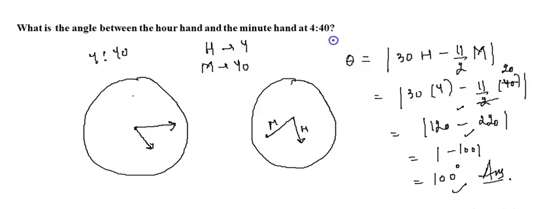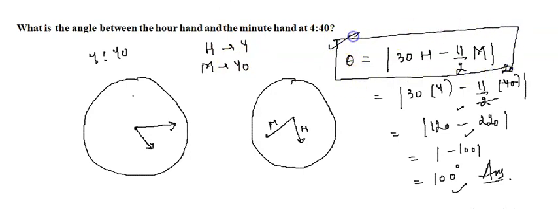We have learned that this is the formula to find the angle between the minute hand and hour hand of a clock. But let's now derive this formula: how we can conclude that for a particular time H hours and M minutes, theta is 30H minus 11 by 2 M. So let us understand the basic things.